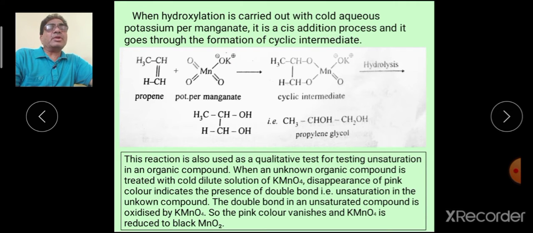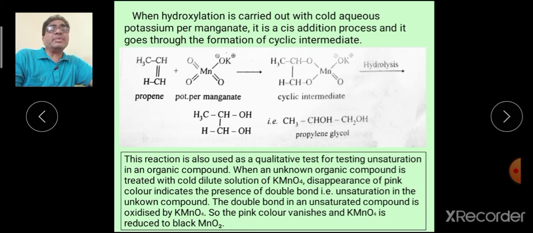When hydroxylation is carried out with cold aqueous potassium permanganate, it is a cis addition process and it goes through the formation of a cyclic intermediate. Yes, we are going to see how the addition takes place.